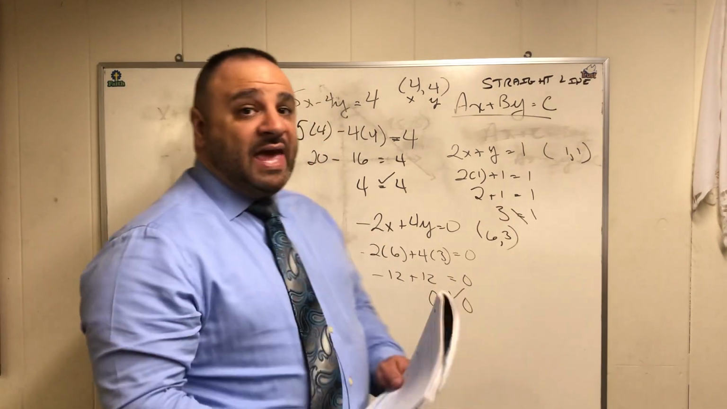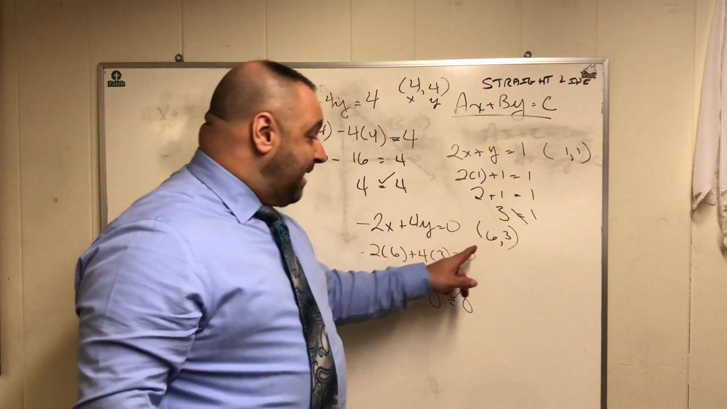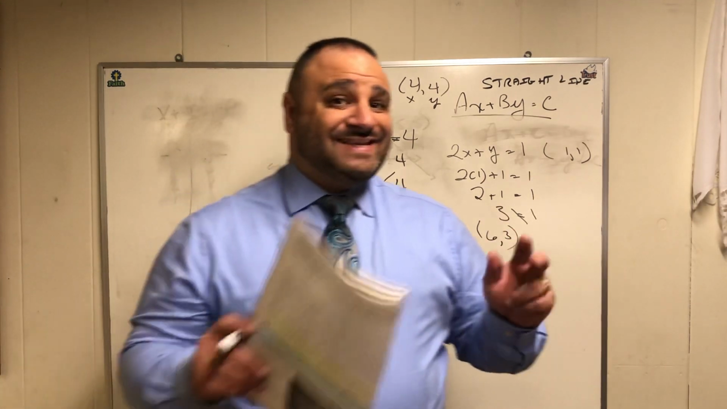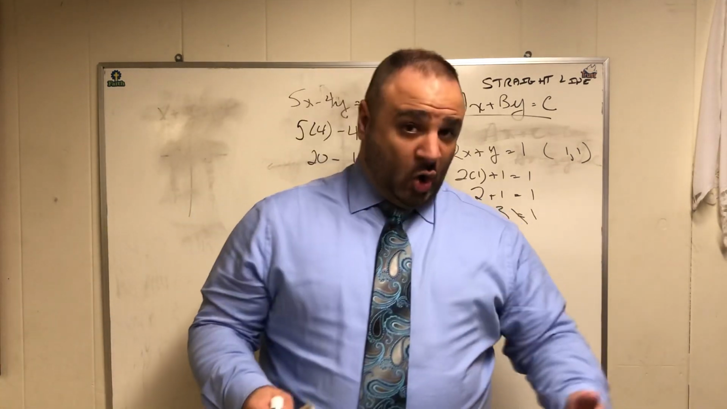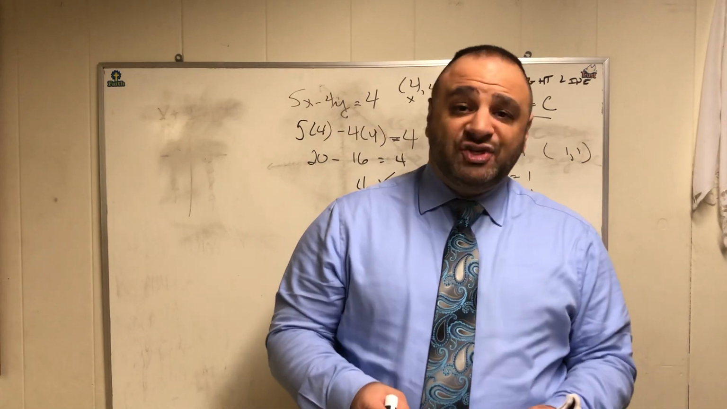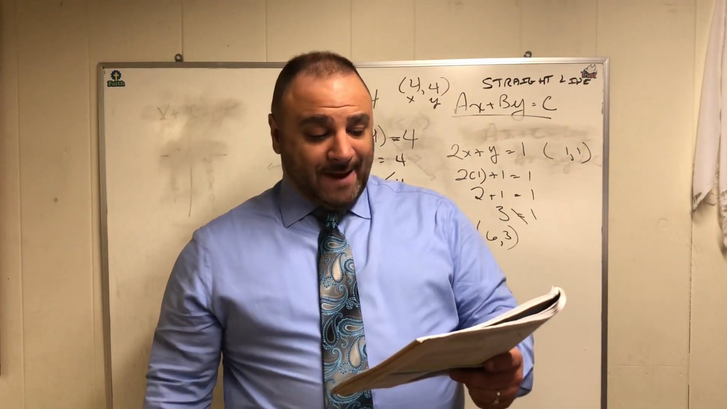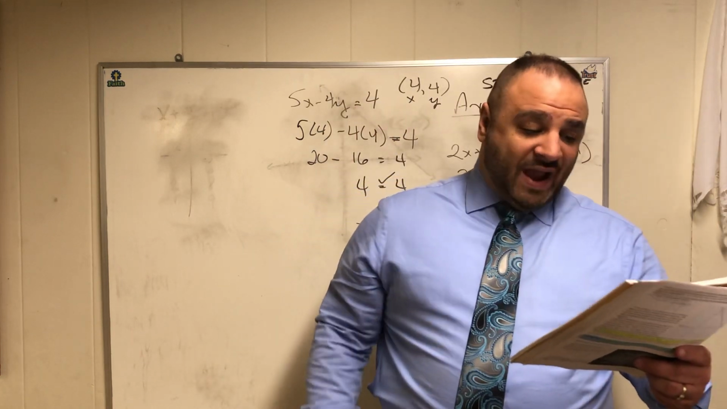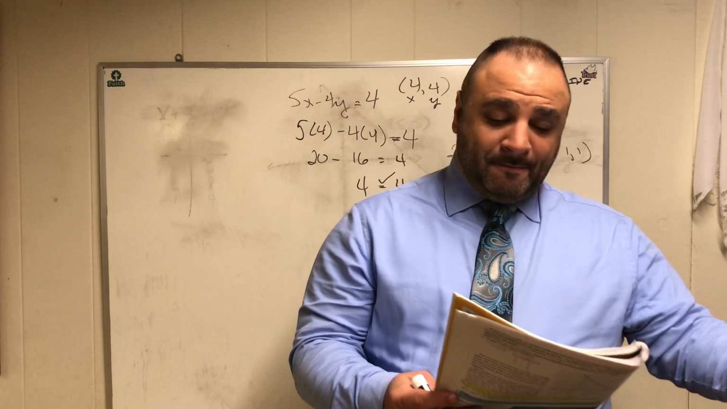So we would say, do these points end up on the line? Does the line pass through coordinate 6, 3? And the answer would be yes, because the coordinates 6, 3 satisfy the equation and it equals 0. Now let's look at number 8. Find the values, fill in the table with the values of x and y, and graph the line.